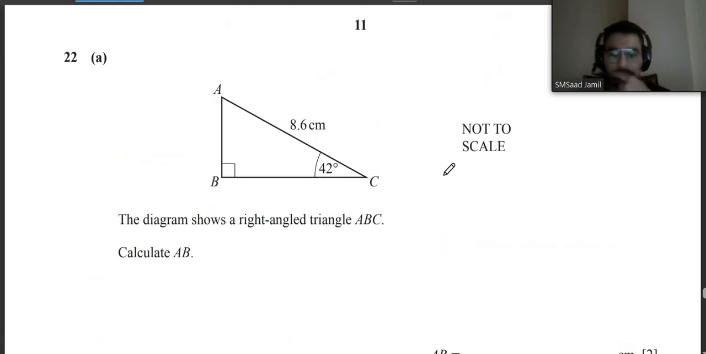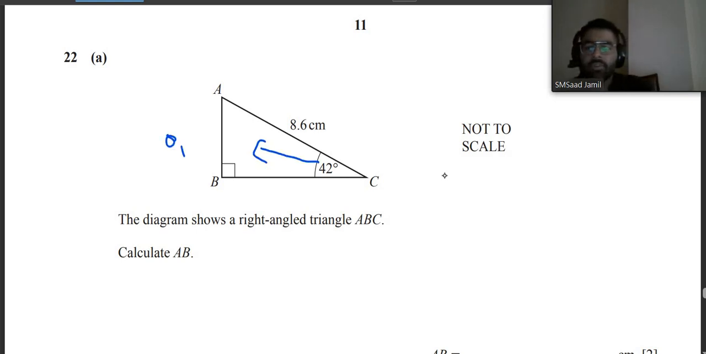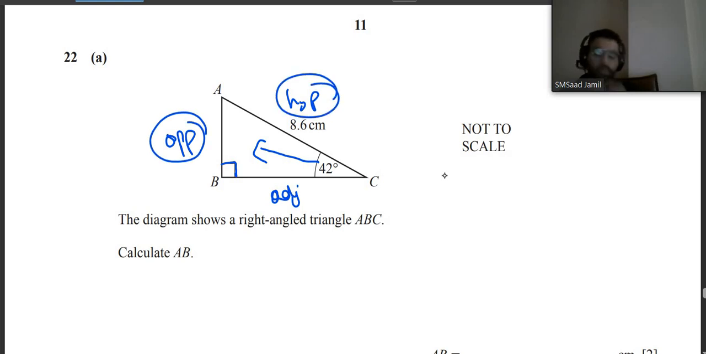Calculate AB. So as you guys can see, this is trigonometry. In trigonometry, the most important thing is to identify what's opposite, hypotenuse, adjacent. So anything opposite the angle is opposite. Anything opposite 90 degrees is hypotenuse, and this is adjacent. Now in this question we have opposite and we have hypotenuse. Opposite and hypotenuse both come in sine.